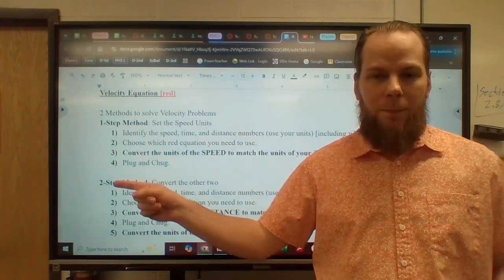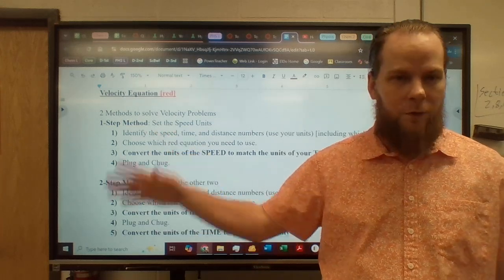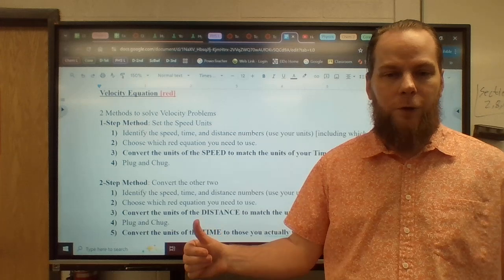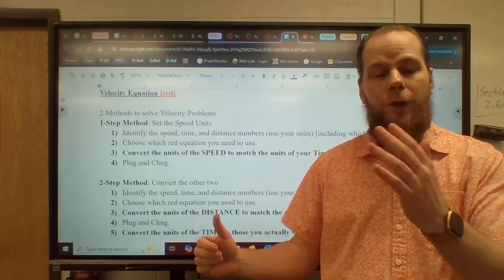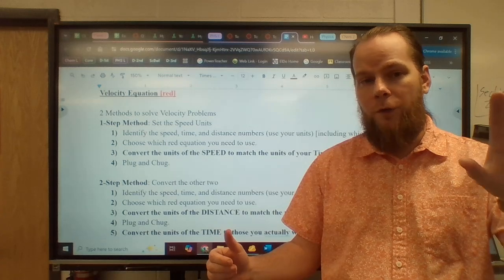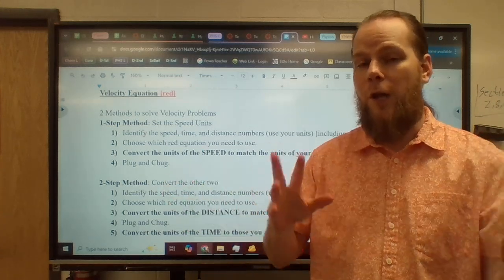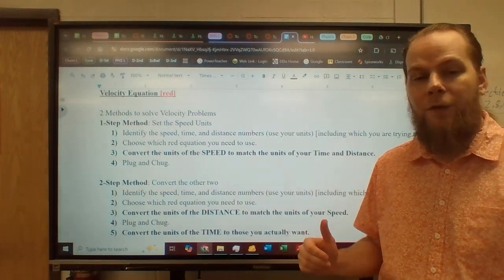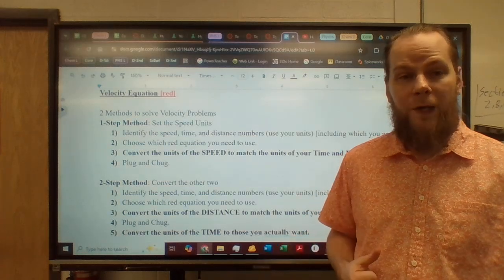On the two-step method, the first two parts are the same. Identify the variables, choose your equation. Then, instead of converting the speed, you convert the distance or time, whichever one you know, so that it matches your speed or your velocity. Then you plug those into the equation, and you're going to get an answer that's going to be in some time unit or distance unit that you will then have to do a second conversion for to find the answer.